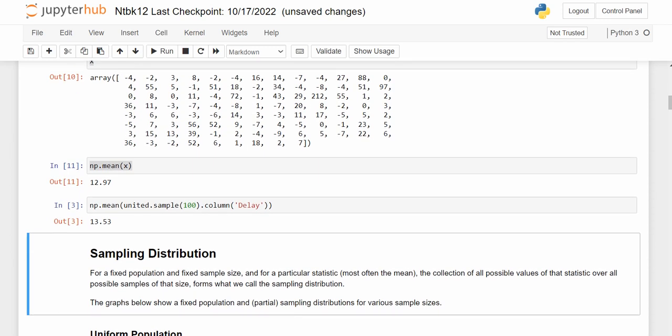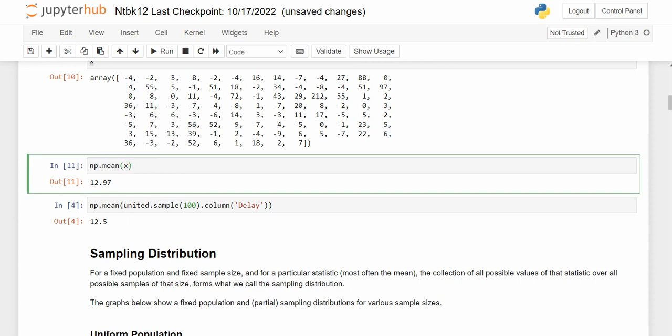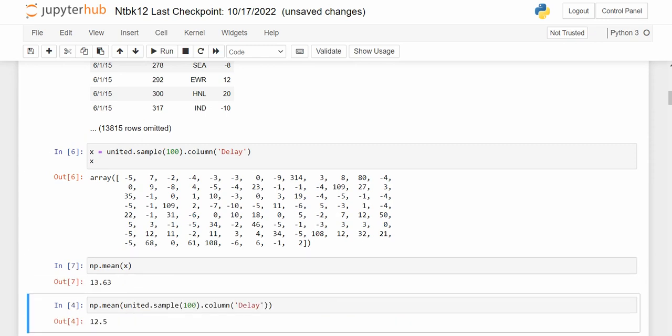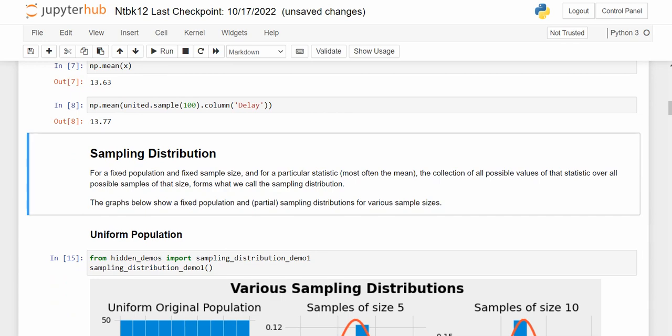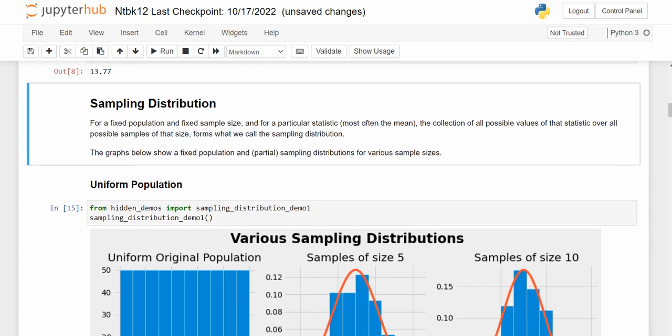And notice that we get a slightly different result. Why? Well, because this is a different sample, right? Every time we run the dot sample method, it re-randomizes. So when you run all of this, you are going to get slightly different things. They'll be close, but they won't always be identical, right? Why? Because every time I run dot sample, it is going to change slightly based on which 100 rows got picked at random. And it'll be a slightly different 100 rows every time that I resample.